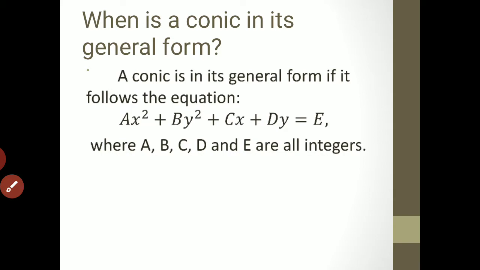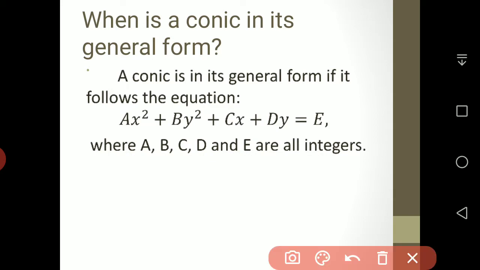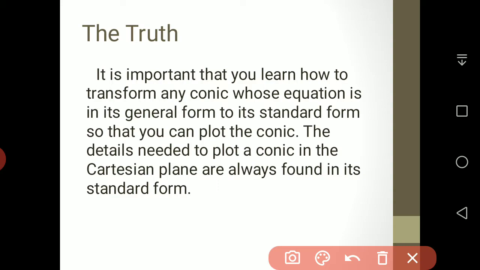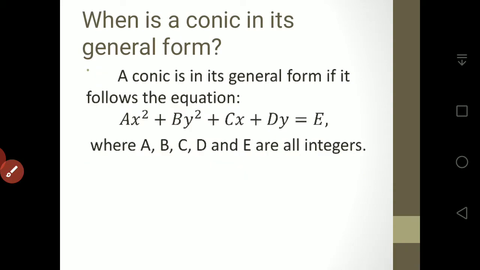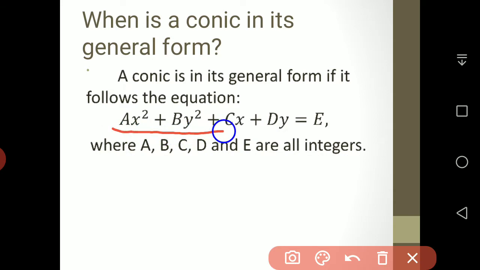When is a conic in its general form? This is again a review. A conic is in its general form if it follows the equation ax squared plus by squared plus cx plus dy is equal to e, where a, b, c, d, and e are all integers.